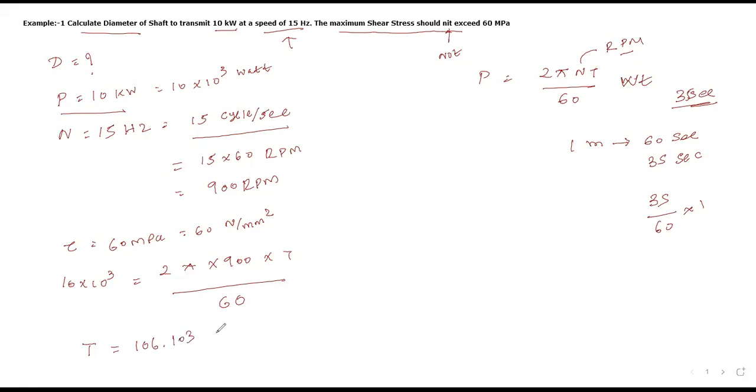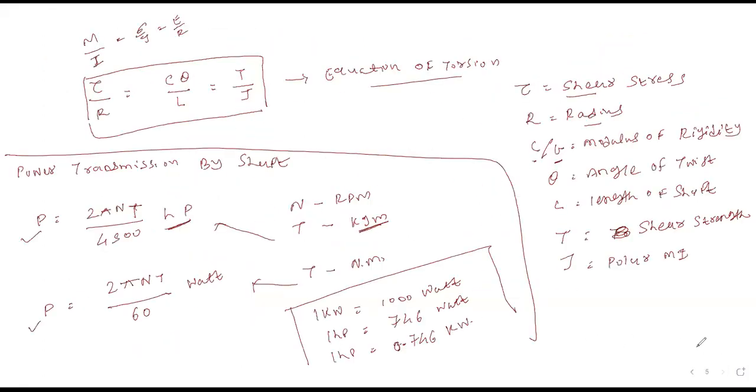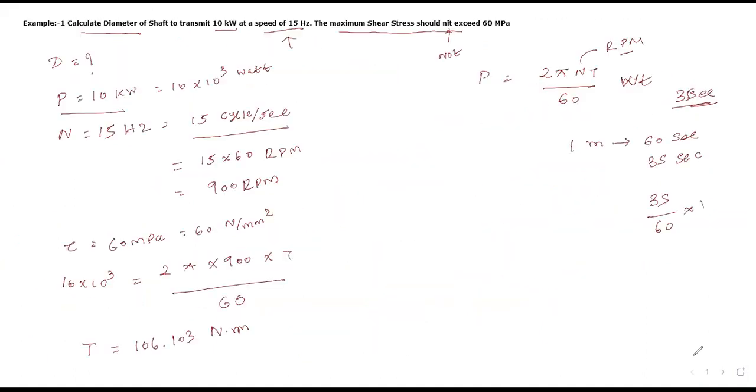106.103. Now this is your shear strength in Newton meter. Keep in mind, we have discussed the equation. In that equation, we have mentioned that if we are using this equation, we will get T, shear strength in Newton meter. Yes or no? Keep in mind, you have to remember this thing.